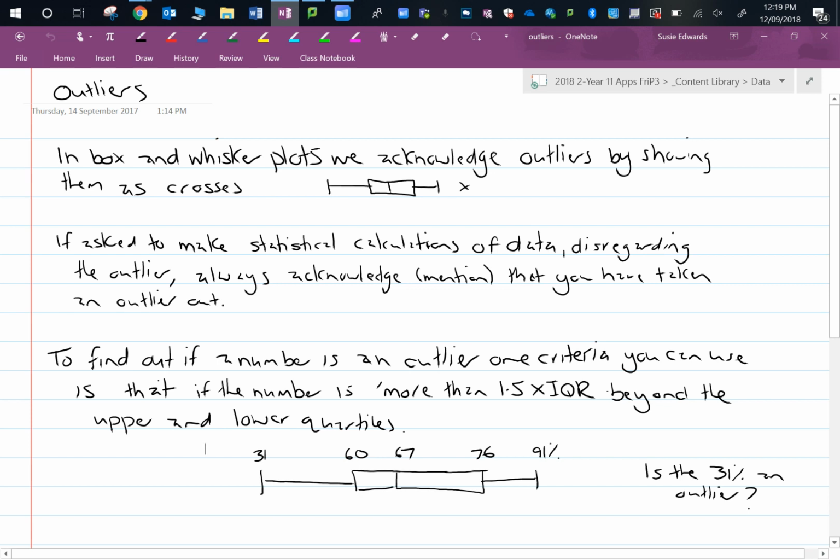So we've spoken about outliers. I need your eyes this way.